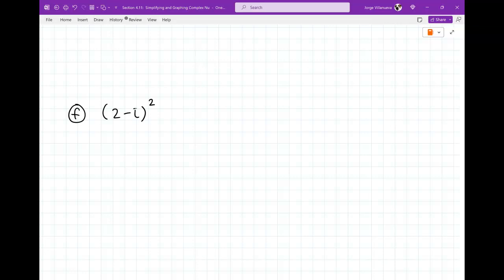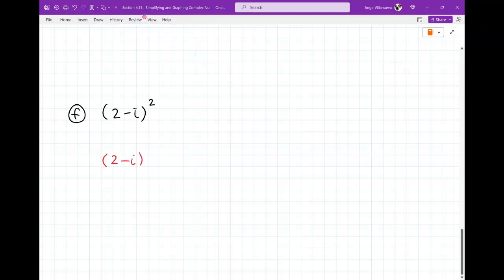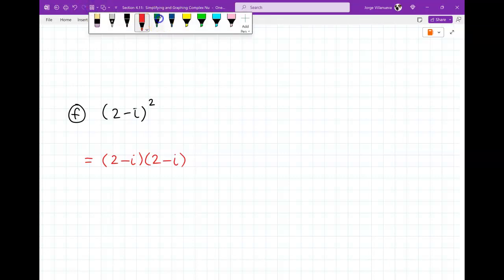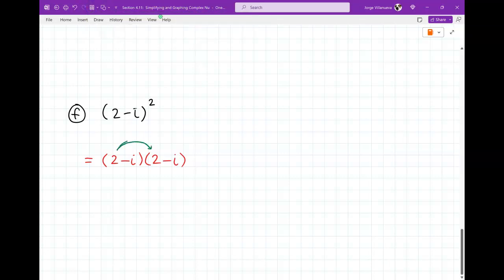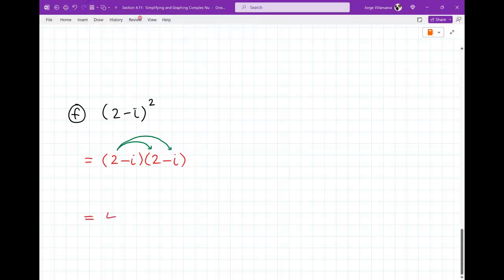So I know we've done some like this already, it just didn't look like this, but 2 minus i quantity squared basically means that there's two of those things that multiply together, right? So first you're going to want to rewrite it as 2 minus i times 2 minus i. Okay? And then you're going to want to distribute it. All right, so I'm going to start with the 2's first. So 2 times 2 is 4, and 2 times negative i is negative 2i.